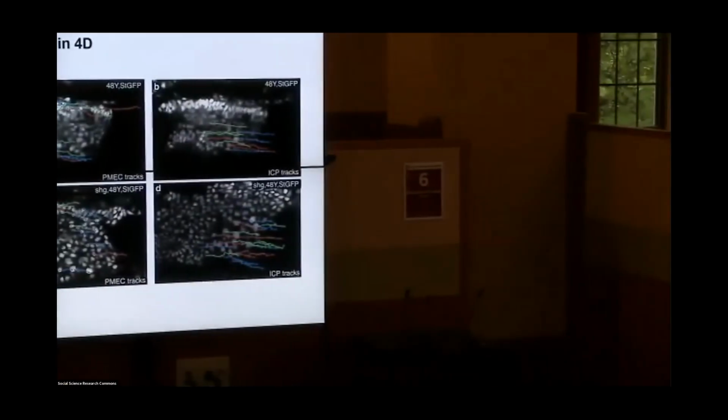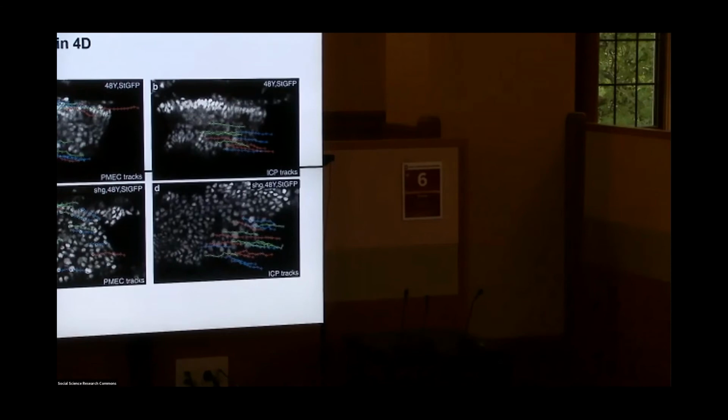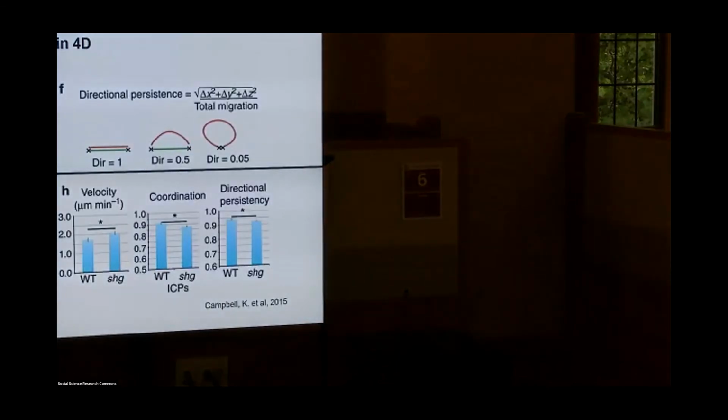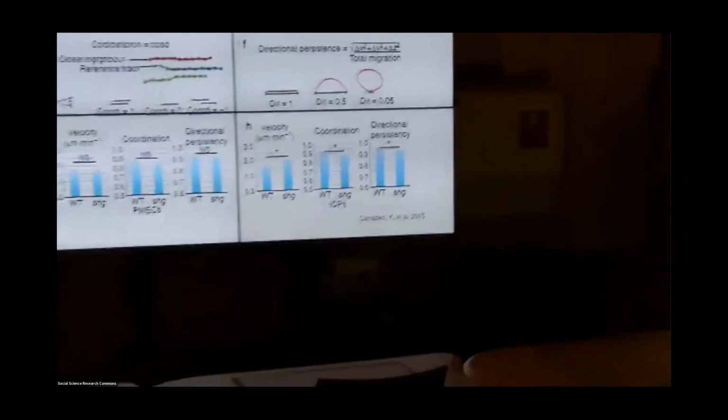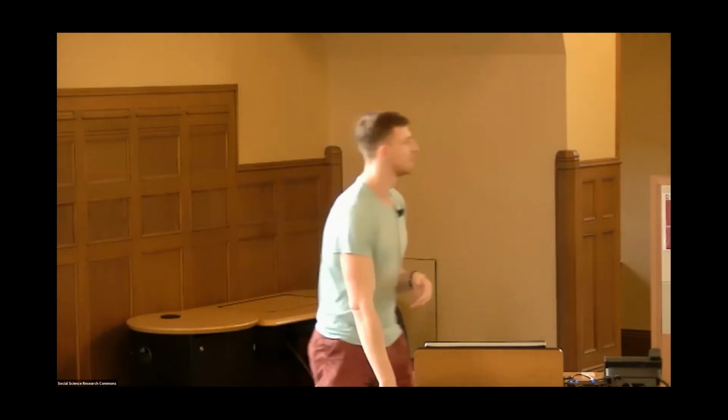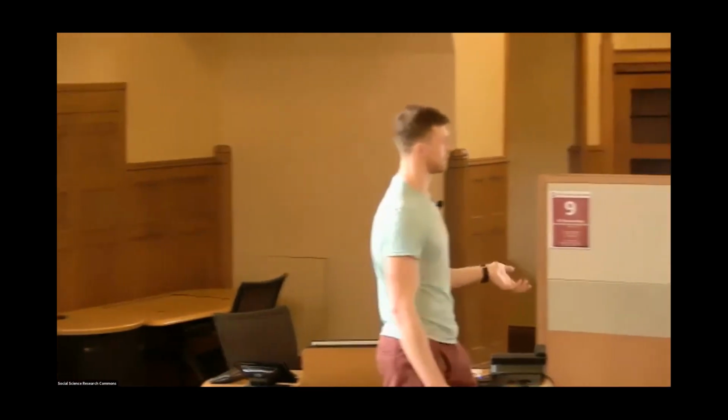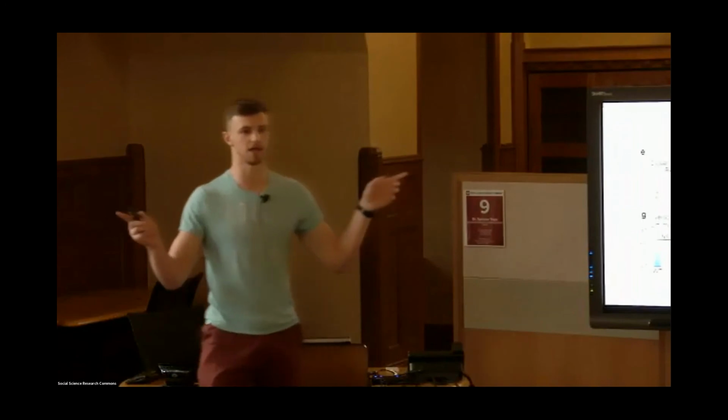We've also got a custom macro that allows us to track in 4D, which is quite nice because we can track cells that move up through Z planes as well as across an XY axis. From this, we can get some very basic parameters such as velocity, and coordination, which we measure as the angle between one cell and its closest neighbor. So 1 is moving perfectly in parallel, 0 would be if you're moving at a right angle, and -1 would be if you're moving in the opposite direction. And then also directionality or persistence, which is from point A to point B in the most linear fashion possible.